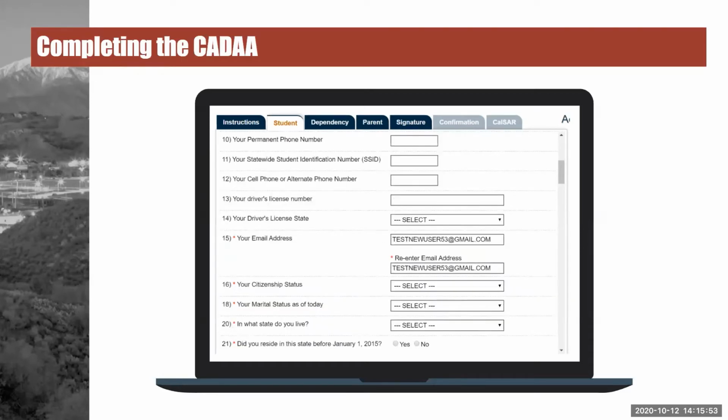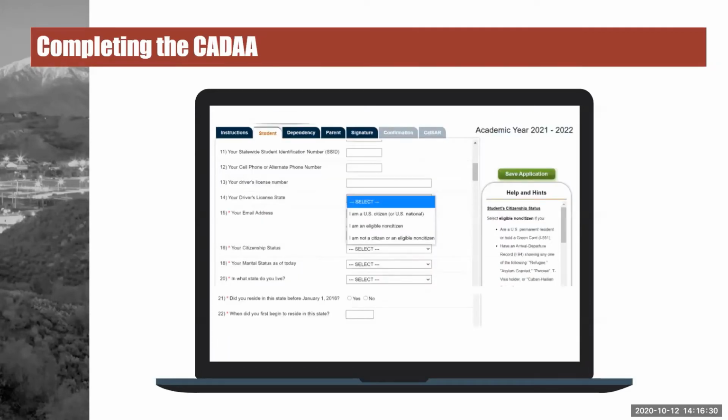You will then have to input your phone number, statewide student identification number, which is a 10-digit ID provided by public California high schools. If you don't have a statewide student identification number, you may leave this blank. Also enter your driver's license information if you have one, and provide your email address information. Afterwards, you will need to input your citizenship status and your marital status as of the date you are completing the application. Once you have inputted all this information, you will have the opportunity to input your state of legal residence.